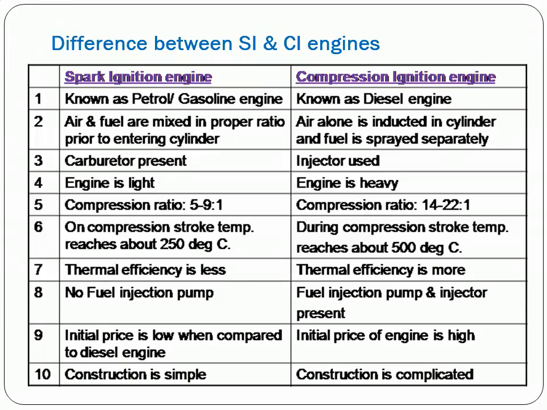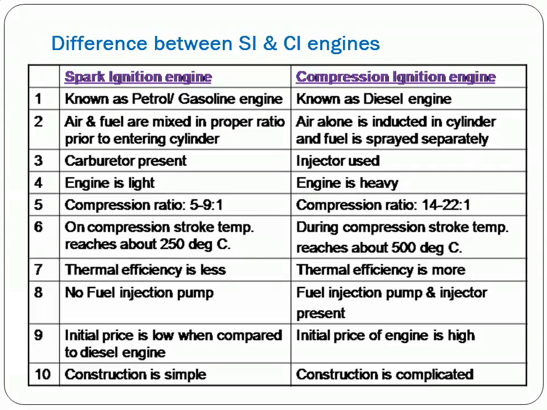The seventh difference is, in SI engine, the thermal efficiency is less than that obtained in the compression ignition engine. Eighth difference is that in SI engine no fuel injection pump is present, because no injectors are present in this engine, whereas in compression ignition engine, fuel injection pump and injectors are present.